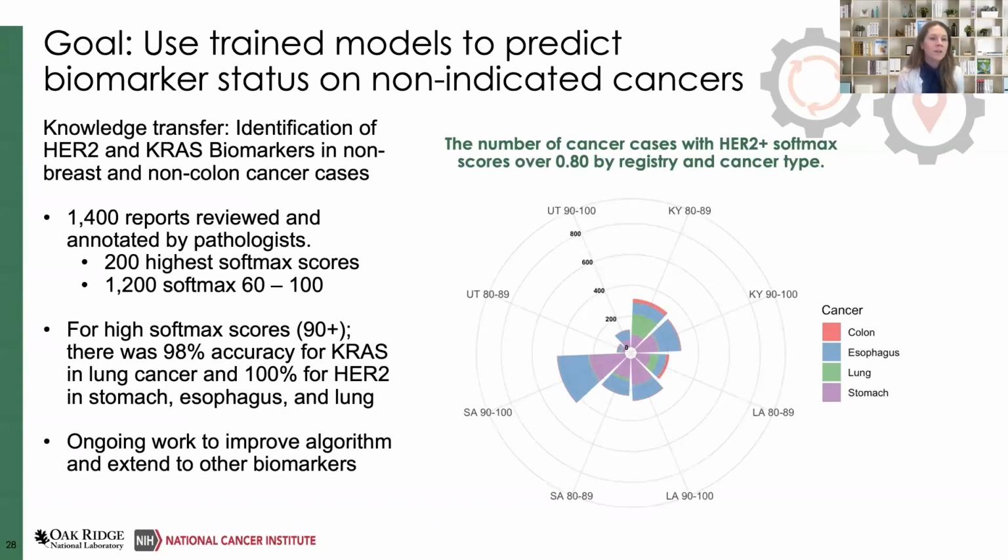For KRAS, there is high accuracy. HER2, there is high accuracy in certain cancer types, and we are working on fine-tuning it in other cancer types because the performance is not quite where we want it to be. So these are beta models, and we are currently working on improving the algorithm and hope to extend it to other biomarkers soon.